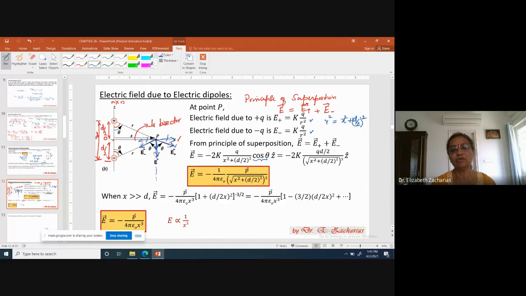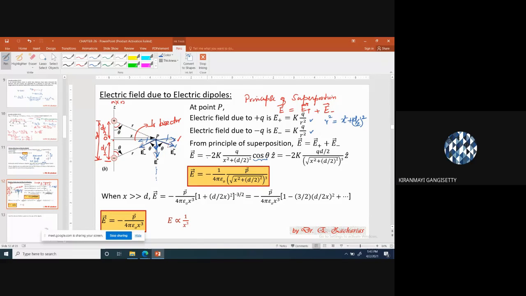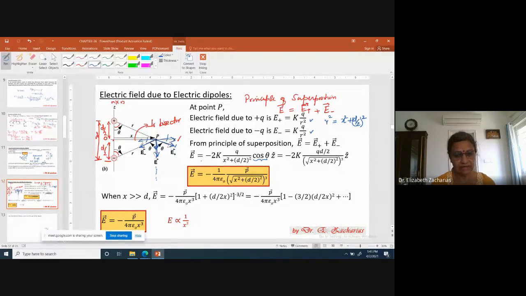And you look at this, suddenly we have put a minus sign here. Why did we put a minus sign here? Anyone? It is in the negative direction. Right, it is along the negative Z direction. Our positive Z direction is this. So it is along the negative Z direction, so you put a minus.